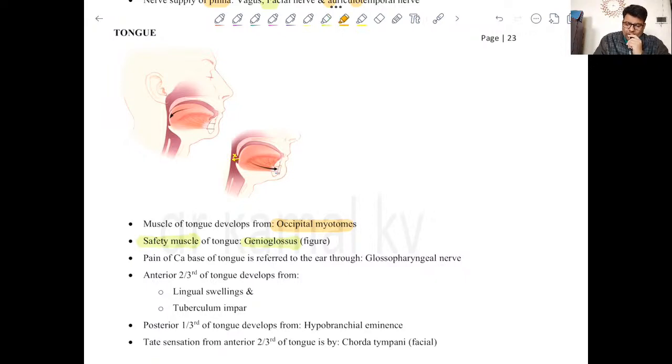Posterior one third of tongue is supplied by glossopharyngeal nerve, which also supplies the middle ear. So sometimes if there is pain from carcinoma base of tongue, it might be felt in middle ear because they have the common nerve supply. So posterior one third tongue and middle ear, the nerve supply is same, CN9. Therefore, pathology may be at some place, but brain will perceive pain sensation from some other place because the nerve is common.